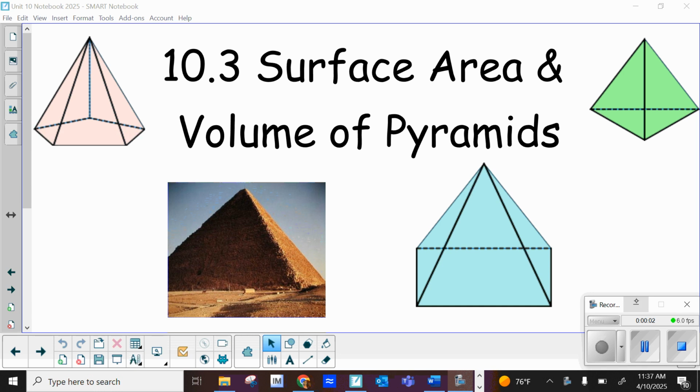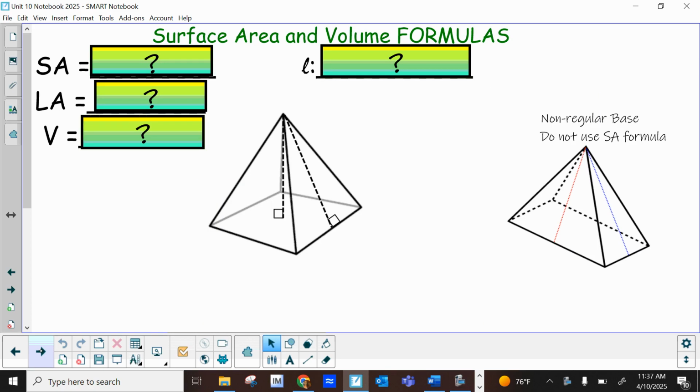All right, guys, this is the next section for our 3D figures. It's going to be 10.3, surface area and volume of pyramids. Okay. So let's go ahead and get straight to the formula.